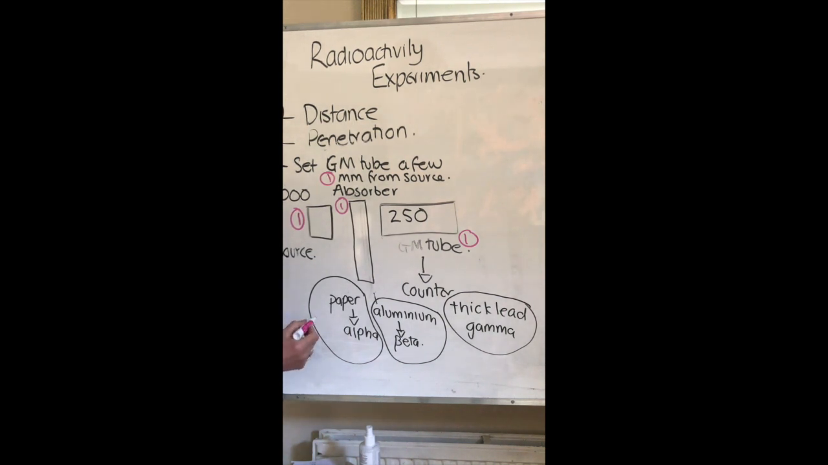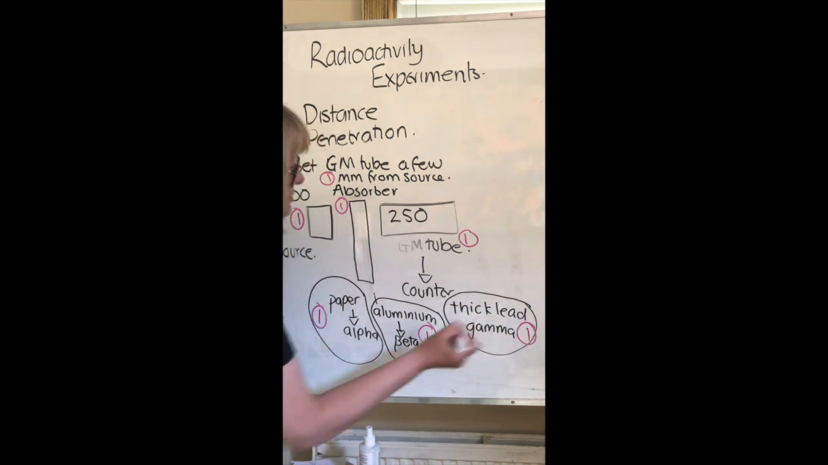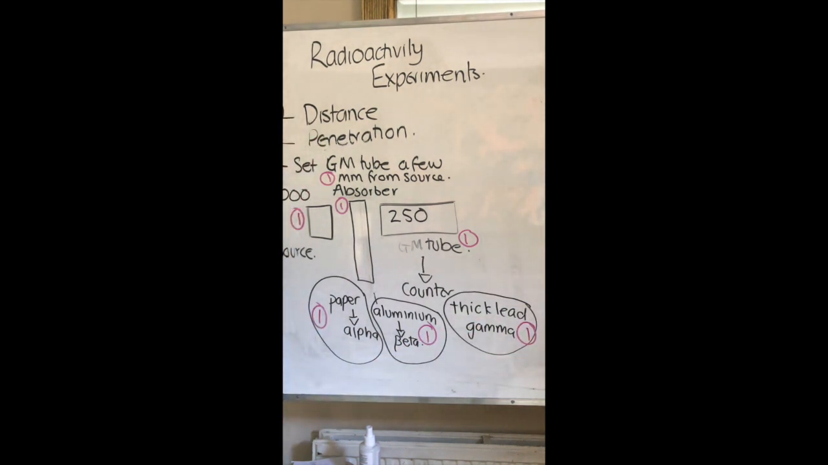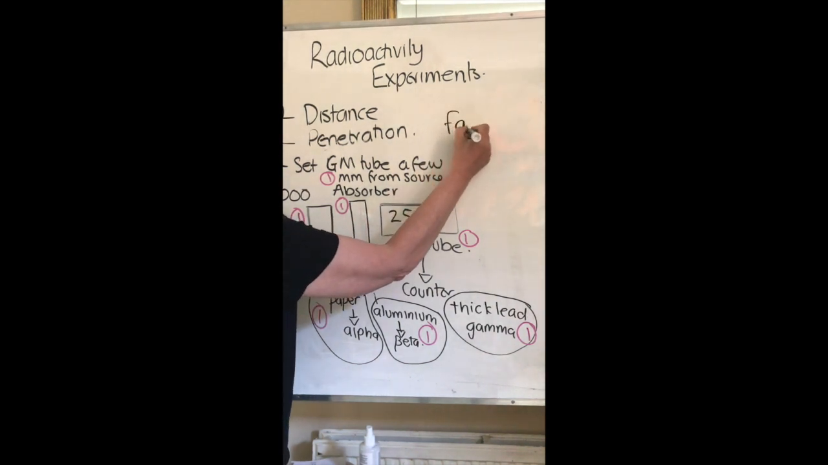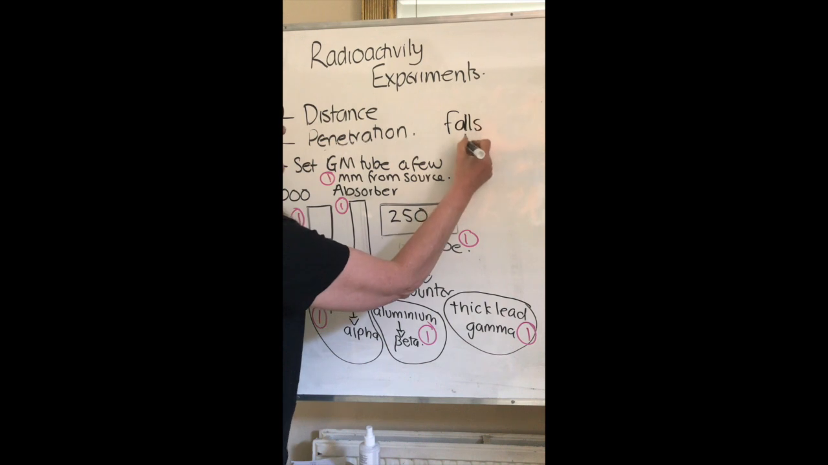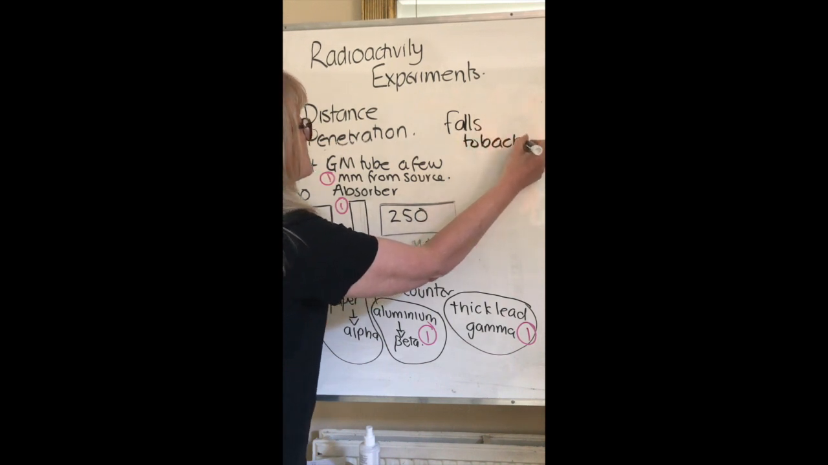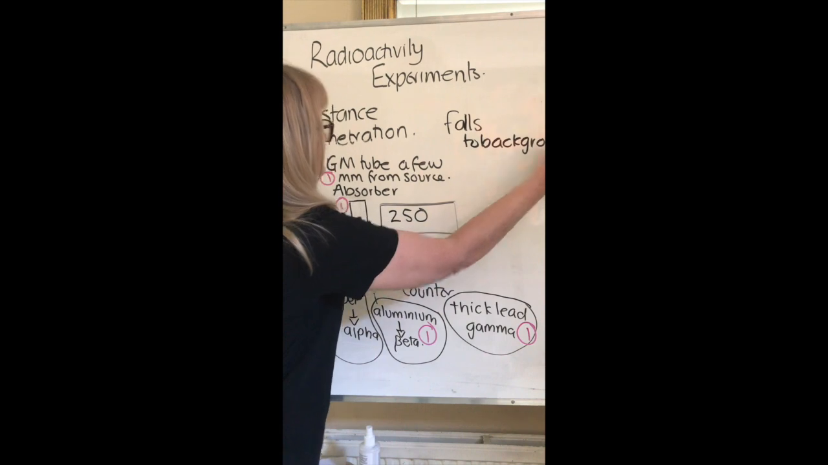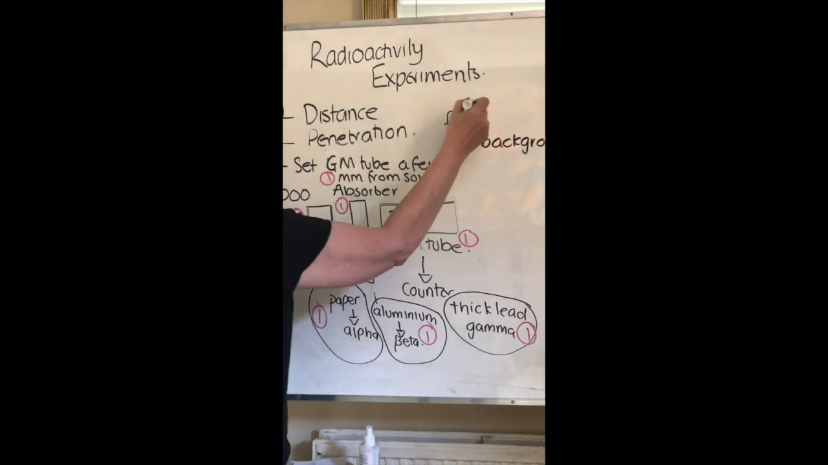Then what you need to say is that alpha is absorbed by paper, aluminium absorbs beta, and you need thick lead to absorb gamma. They're the key marking points. The other point to make is, how do you know that it is absorbed? You need to say that the count falls to background level afterwards. So I'll just write that on the side there, just in case you want to stop this video and get that in your notes.